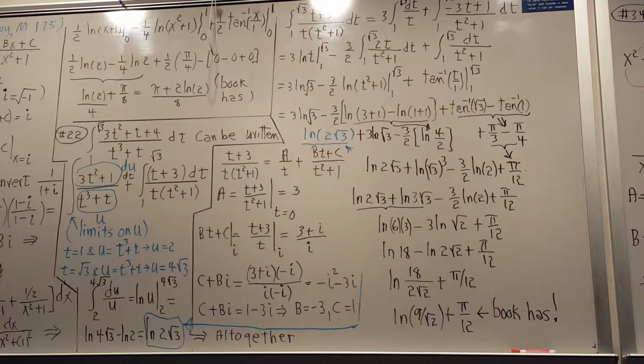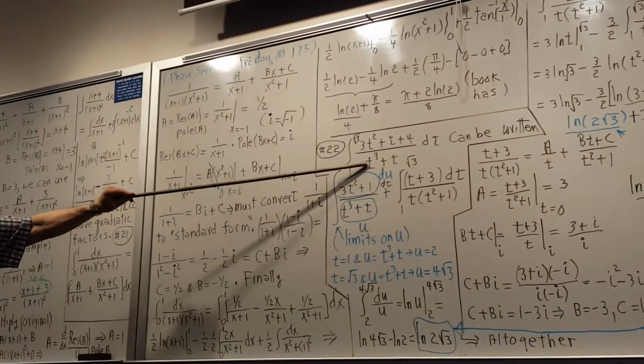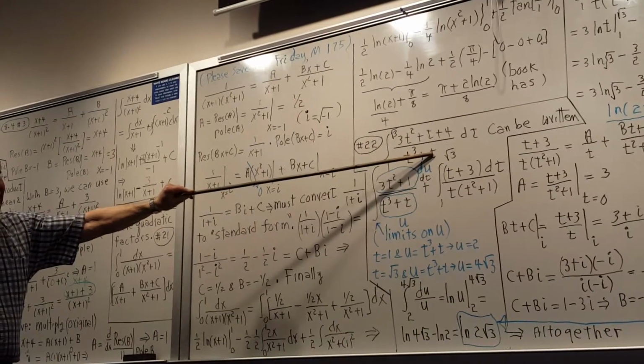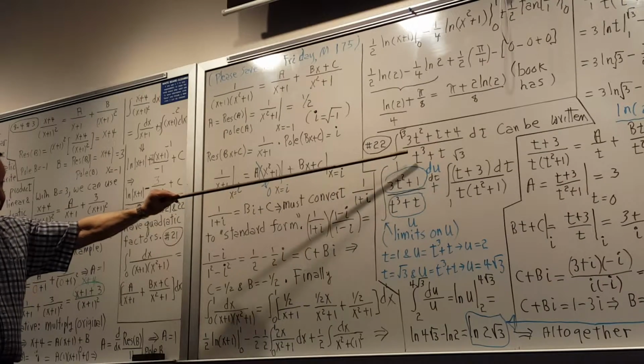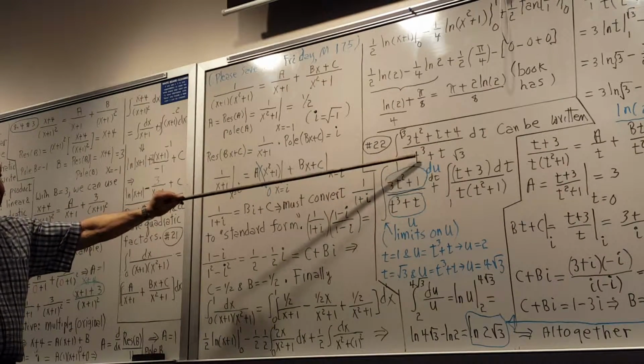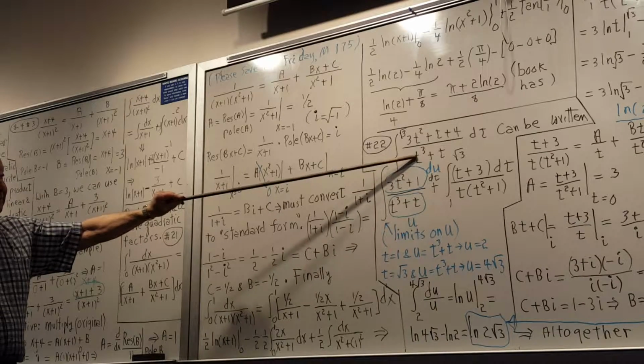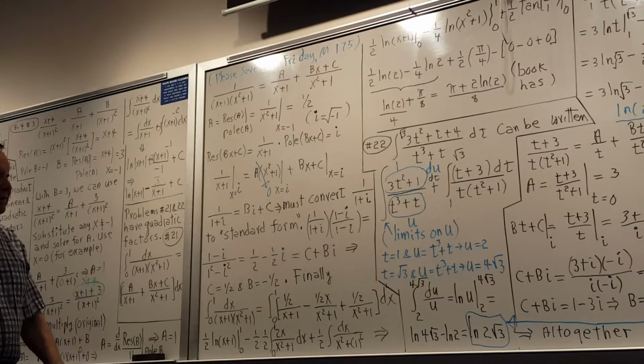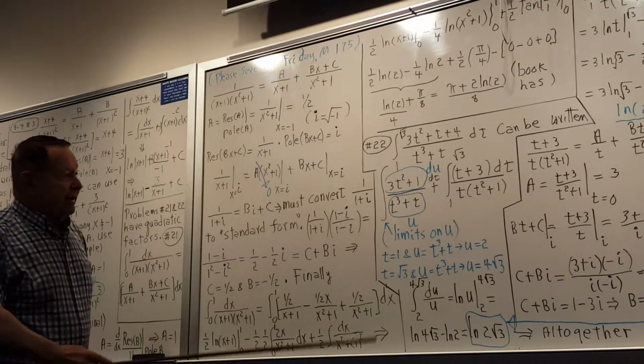Meanwhile, let's take a look at problem 22. This one is also the quadratic denominator. You can factor this, of course, and you'll have t and t squared plus 1.